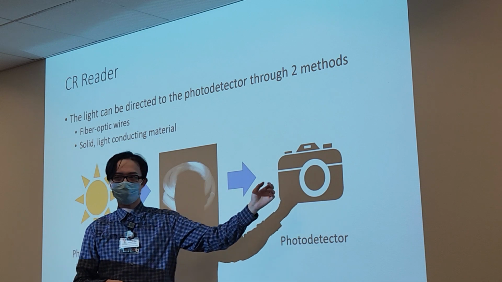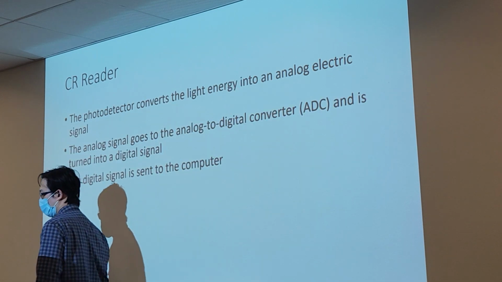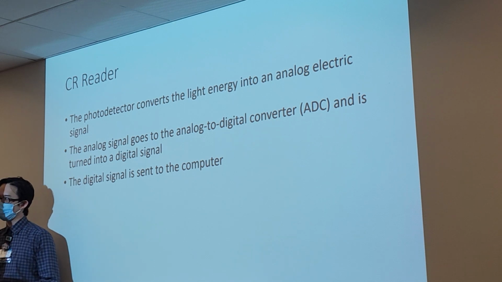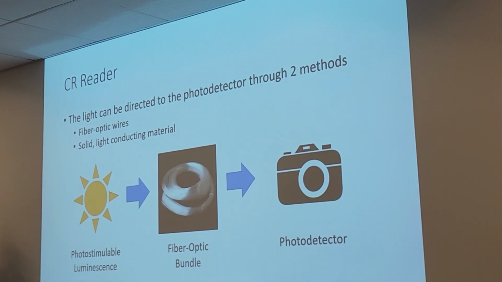Light goes through the wires, gets captured, and the photodetector turns light energy into what we call an analog electric signal. Okay, so it's analog right now. Can you go past the fiber optic wires? Yes. You're still inside the CR reader. All of this is inside the CR reader.